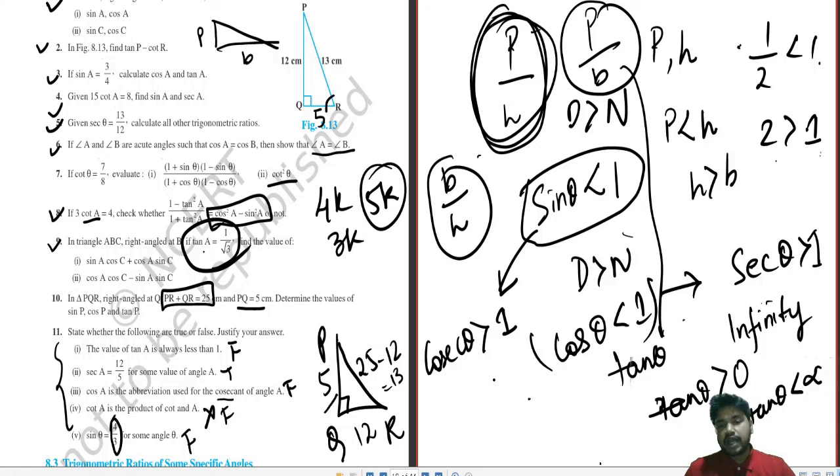Obviously, we all know that the hypotenuse is the longest side. So how can sin theta be greater than 1? If someone answers that it can, then he or she will get a 0. Obviously, so till here we are having this part.